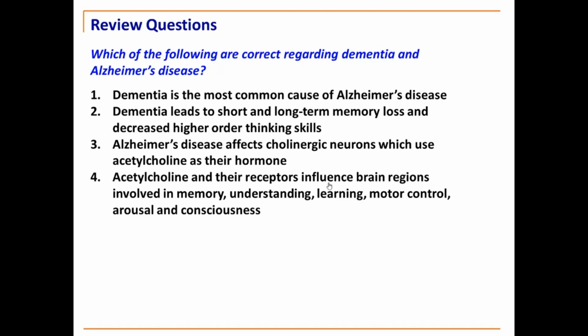Dementia leads to short and long-term memory loss and decreased higher-order thinking skills. That's obviously correct. Alzheimer's disease affects cholinergic neurons, which use acetylcholine as their hormone. Clearly incorrect, because acetylcholine is not a hormone. What a ridiculous question, but I'll put it in nonetheless. Acetylcholine and their receptors influence brain regions involved in memory, understanding, learning, motor control, arousal, and consciousness. Clearly correct as well.